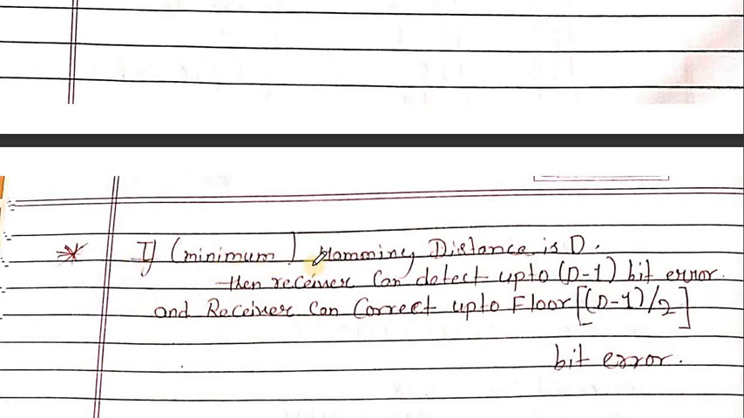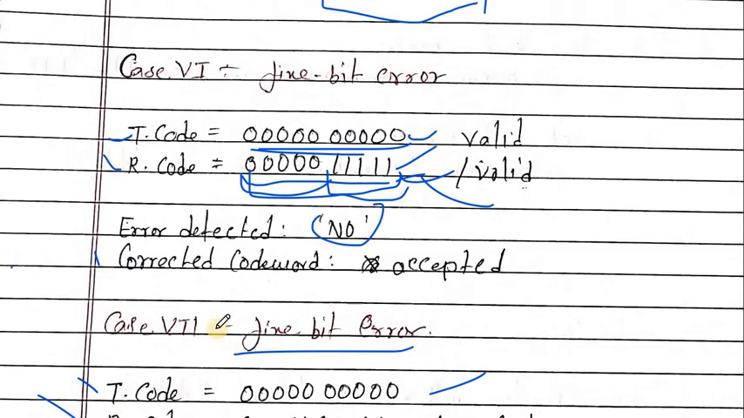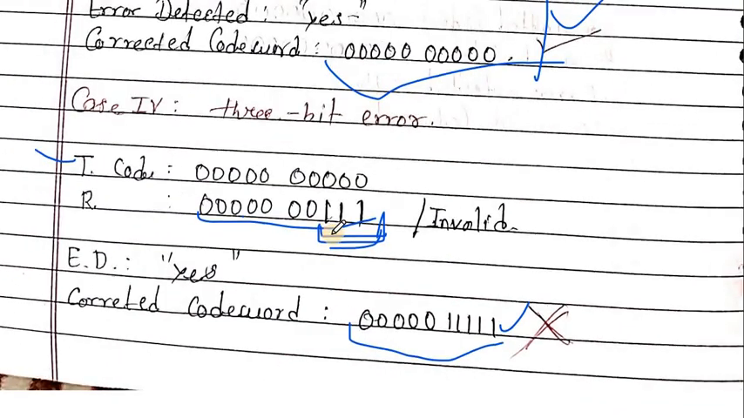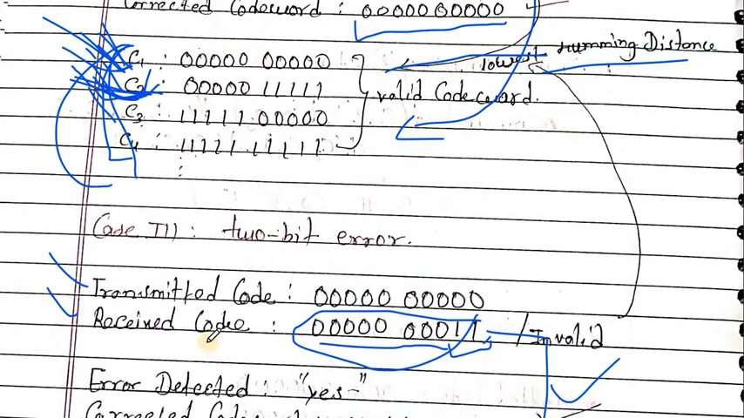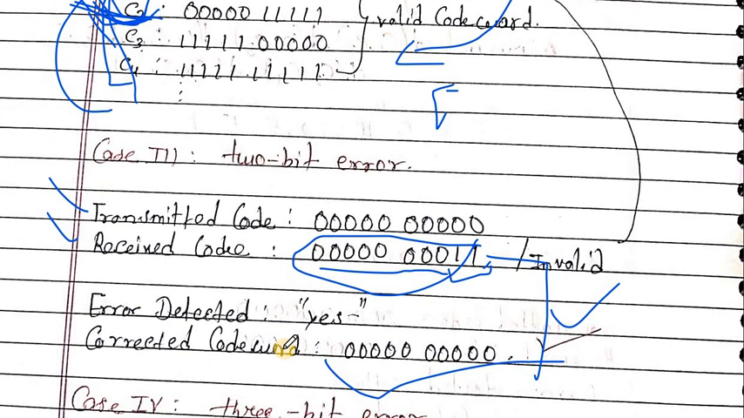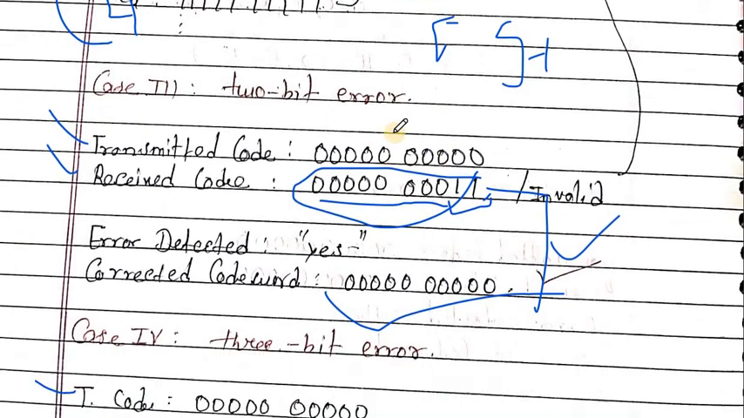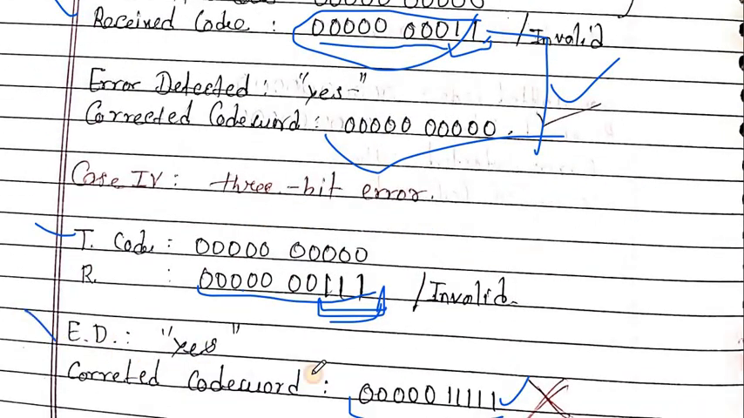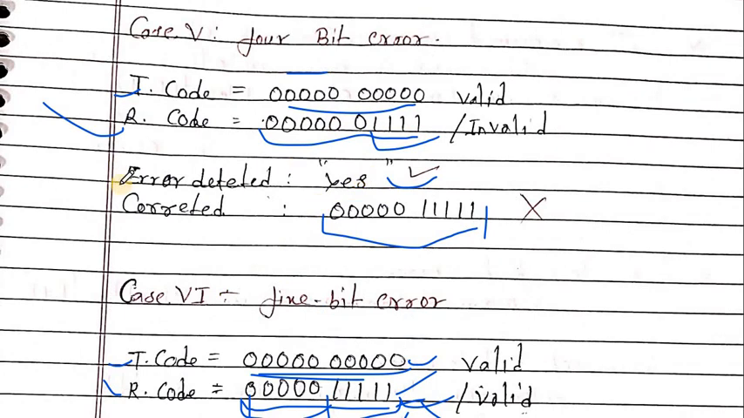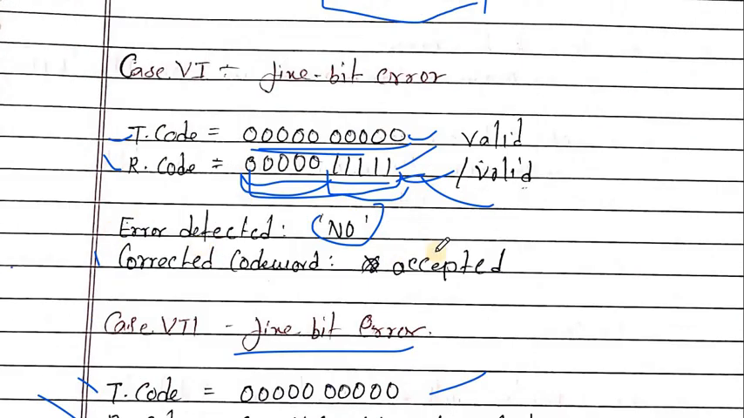Finally, the result is that if the Hamming distance is d, then the receiver will detect up to d-1 errors. d-1 means that if the Hamming distance of that string is 5, the receiver can detect only d-1, that is 5 minus 1, which is 4 bits of error. Here we see that with a 2-bit error, detected, yes; with 3 bits, detected, yes; in case of 4 bits, error detected, yes, but in case of 5 bits, the error is not detected.